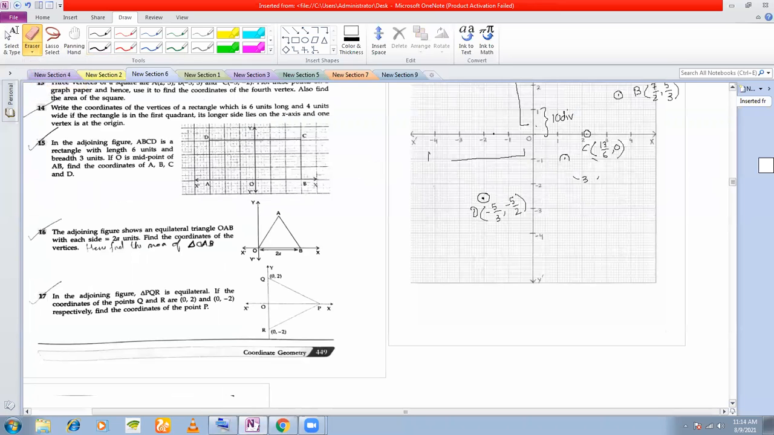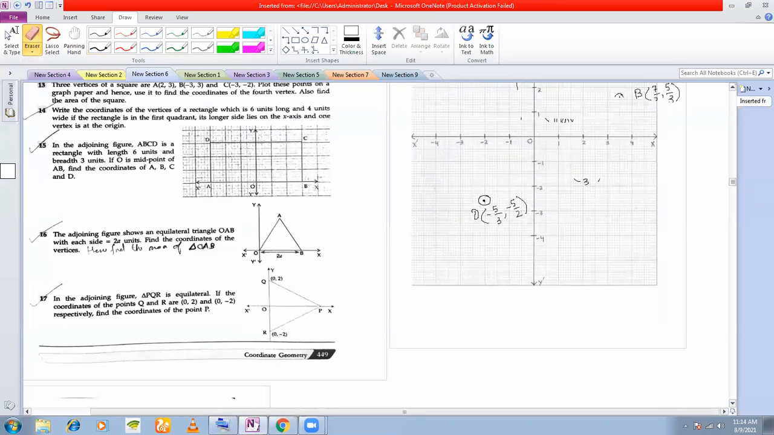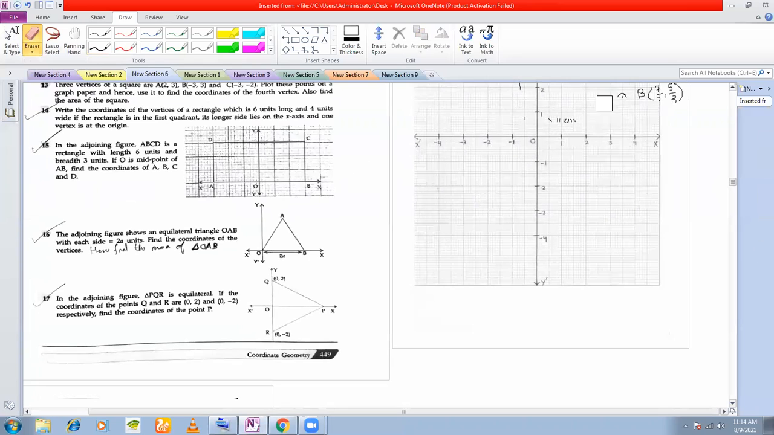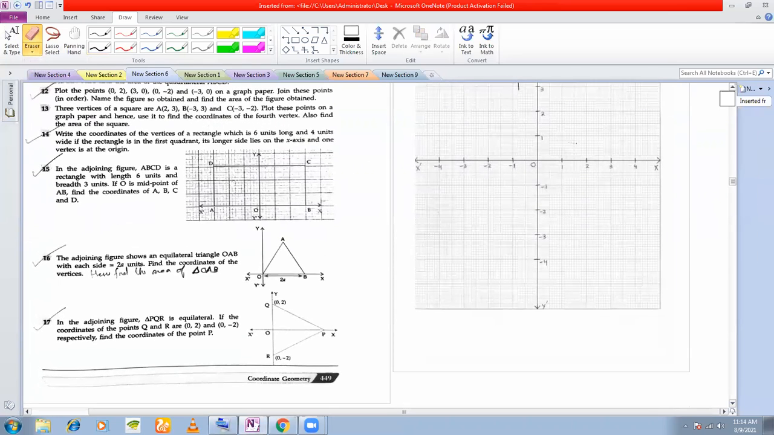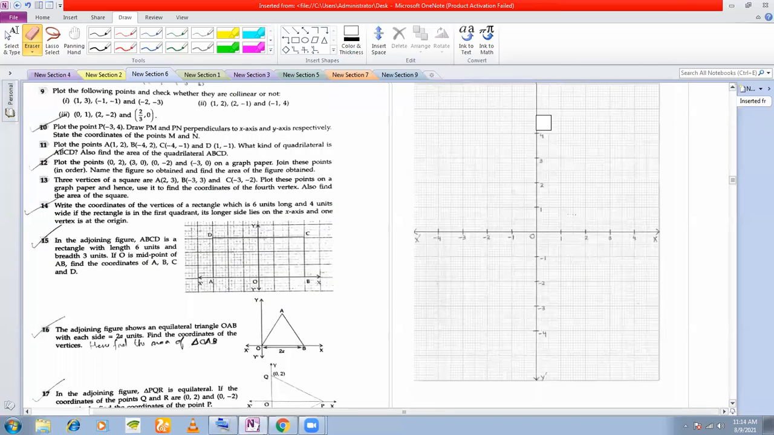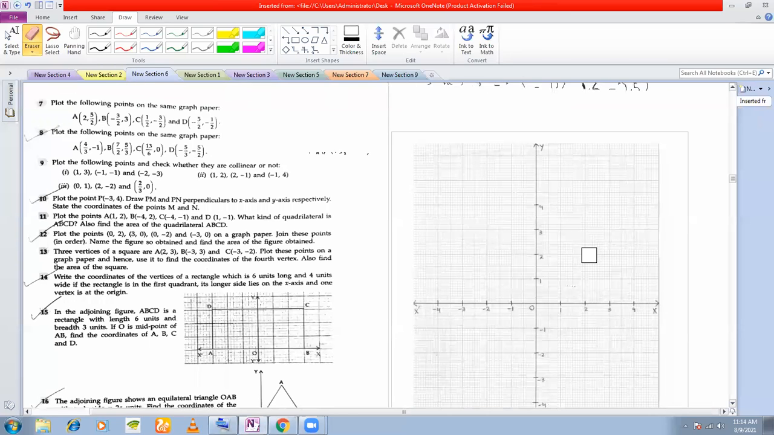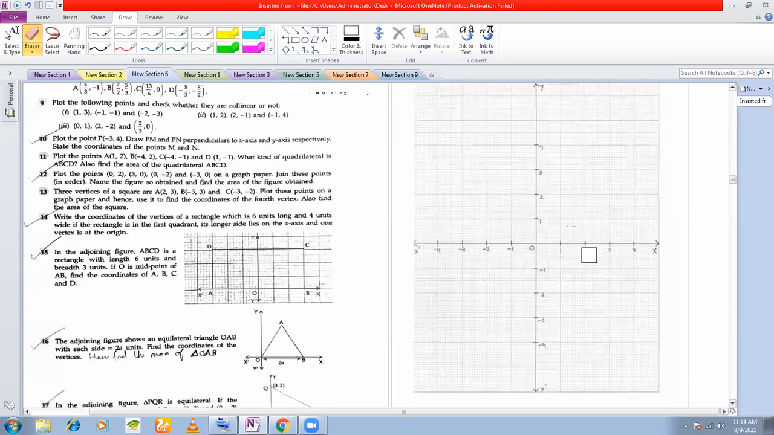Okay, let's move to the next question, and let's first decide the scale of the graph. By reading the question, you will be able to know what kind of a scale you will be using. So we'll move to the next question, which is question number 10. Plot the point P (-3, 4). Draw PM and PN perpendiculars to X and Y axis respectively. State the coordinates of the points M and N.